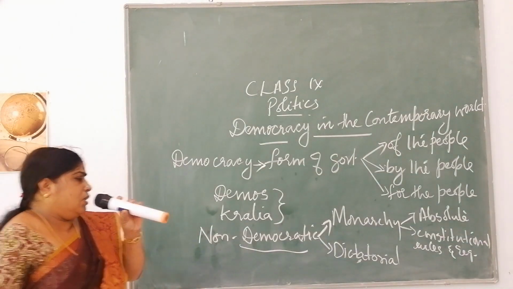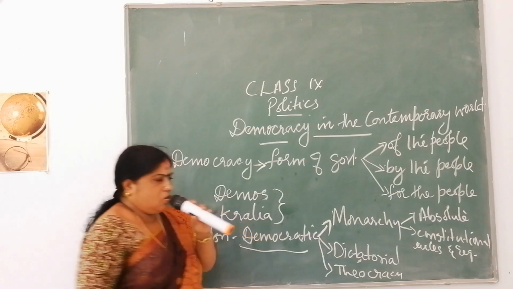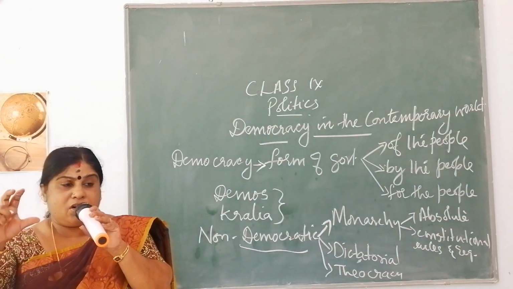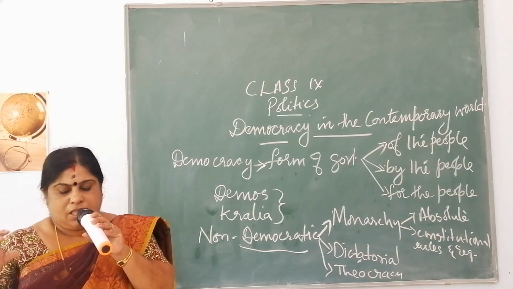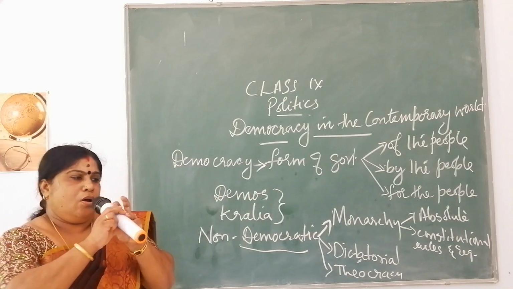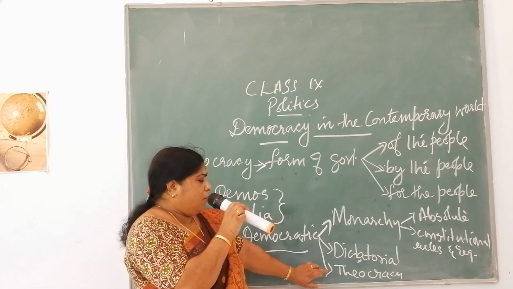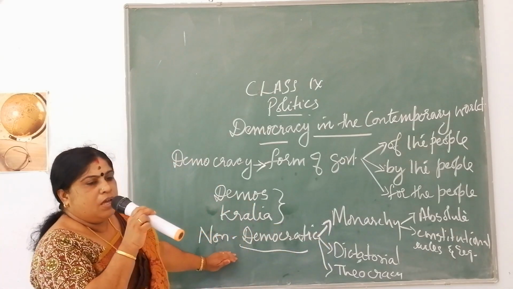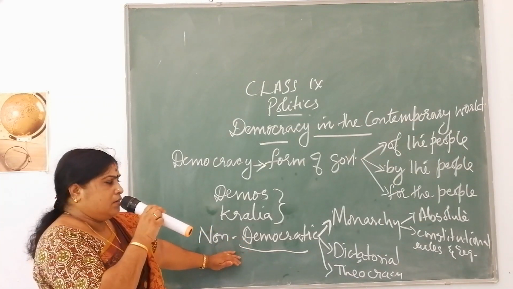Then came theocracy. The third one, you call it theocracy. There are certain regions where importance was given to certain religious systems, or religious leaders were given priority. They hold power there, and most of the decisions were taken by the majority of people who were concerned with the religion itself. That means majority religion. Such a form of government came to be called theocracy. So all this comes under non-democratic form of government. When democracy emerged, non-democratic form of government lost its importance and power.